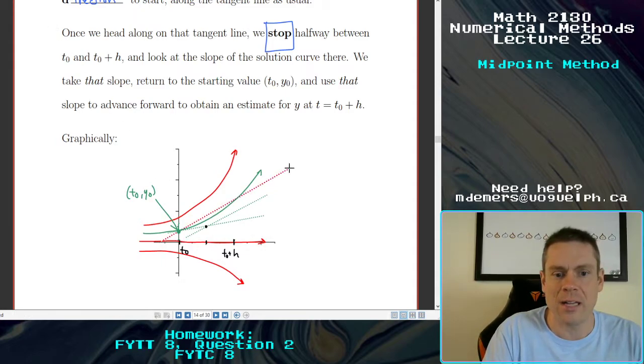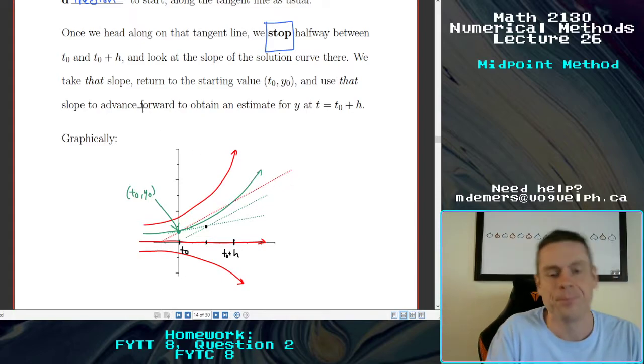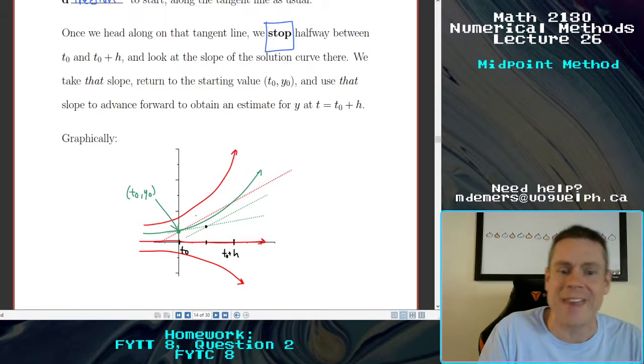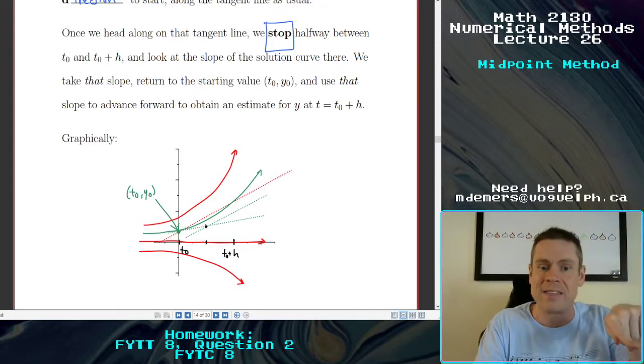So I'm going to try to draw a line that's parallel to that one. That looks like it's about, let's see, here. That looks like it's about parallel right there. All right, and I'm going to take a step forward along that path from the beginning. And that's the slope that I derived from that half step forward at that point.